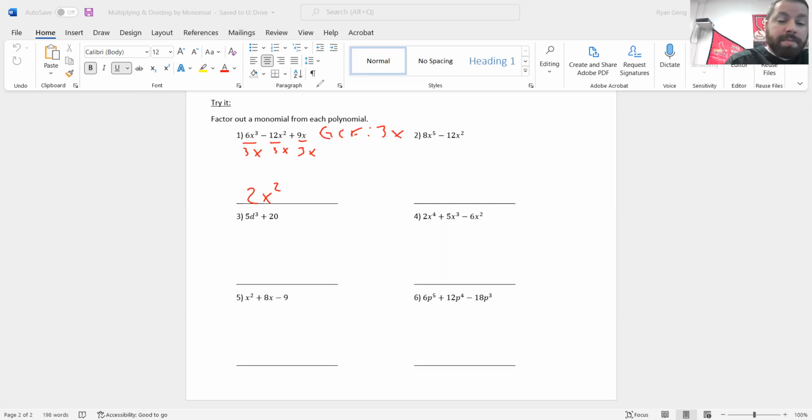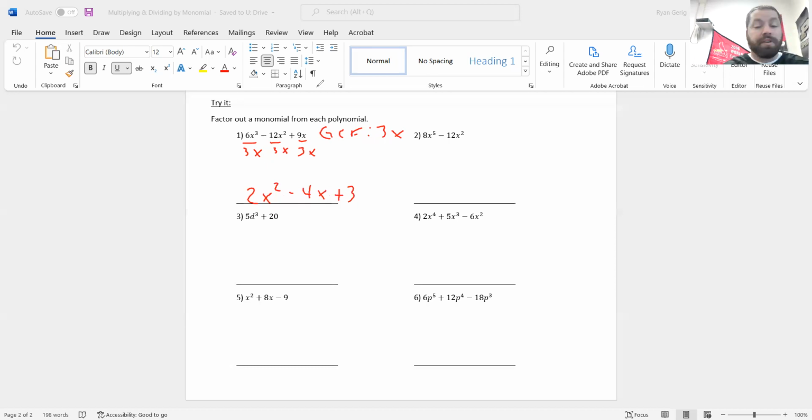Negative 12x squared divided by 3x. Negative 12 divided by 3 is negative 4. 2 x's on top, 1 on the bottom. There's only 1 left, so just x. 9x divided by 3x, well, 9 divided by 3 is 3. X divided by x, those cancel. There's no x's left. Now, a lot of people do that. They think that that's it. You're not done. This is actually not right.